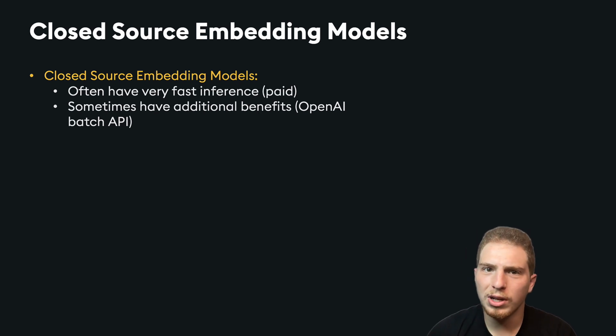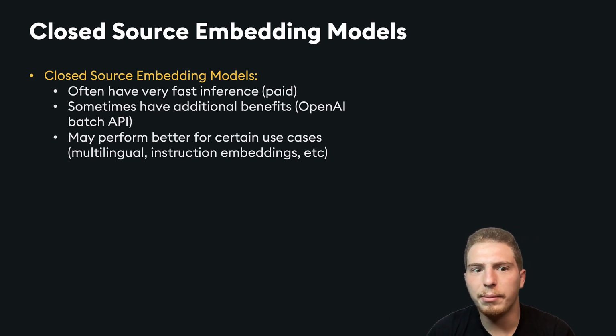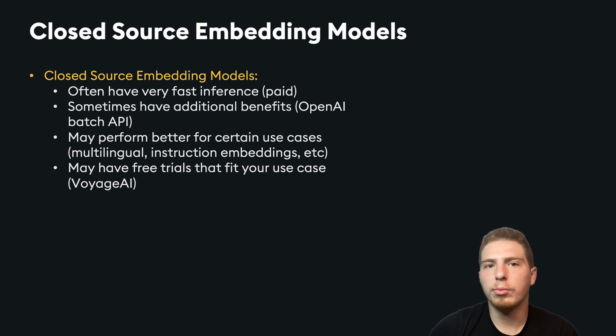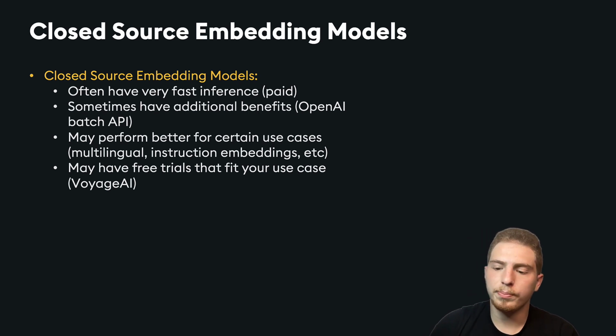Although for closed source models, I feel like if you have a lot of data, it's easier to embed that locally. And there are closed source models that perform better for certain use cases. For example, Cohere has an excellent multilingual model. And there are also closed source models that are on top of the MTEB leaderboard. We're going to get into that in a bit. For example, Voyage AI has instruction embeddings that may perform better for certain use cases. And some of these closed source embedding providers have very robust free trials. For Voyage AI, for example, you could get 50 million tokens embedded for free, which is pretty reasonable.